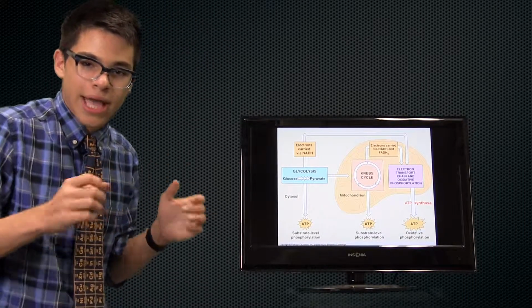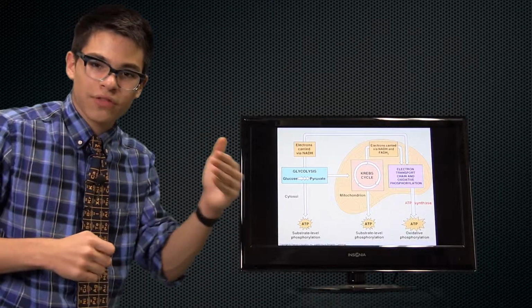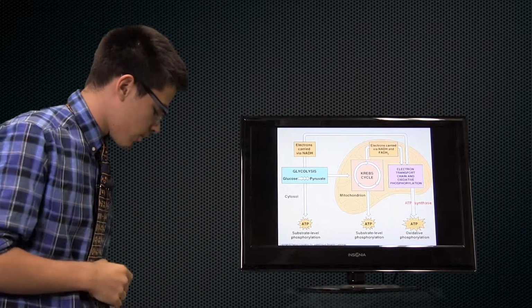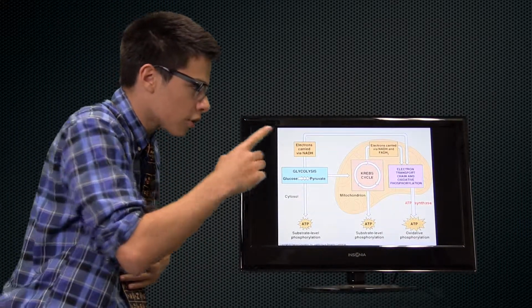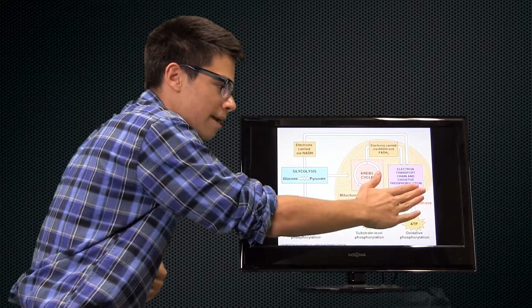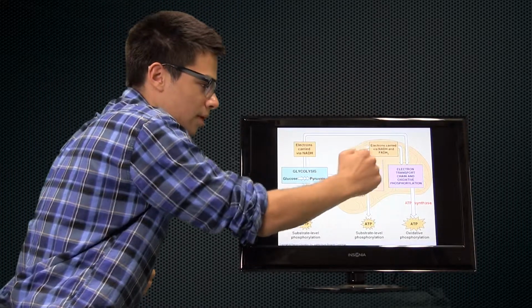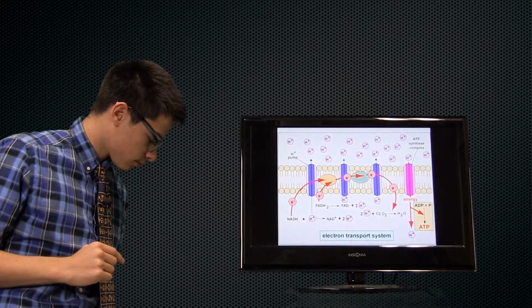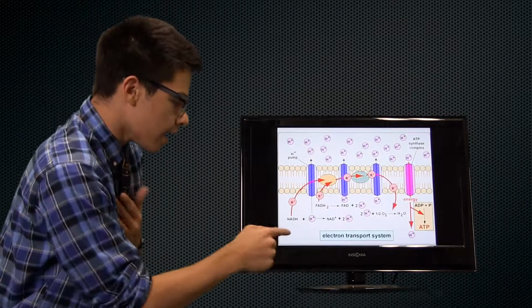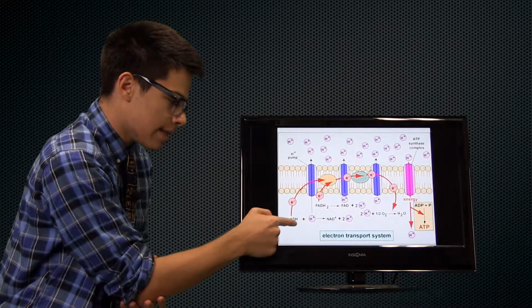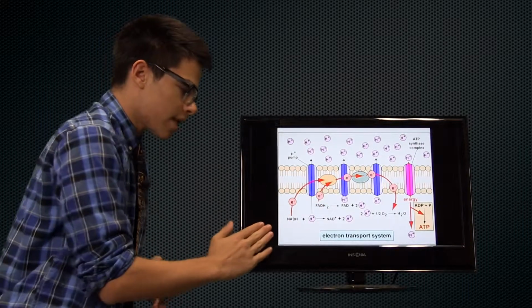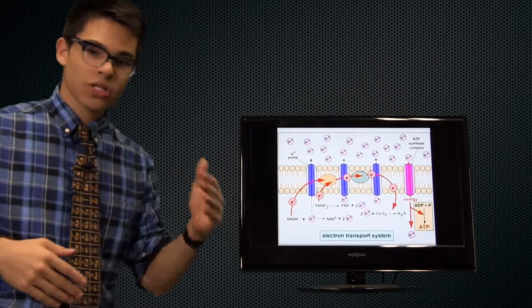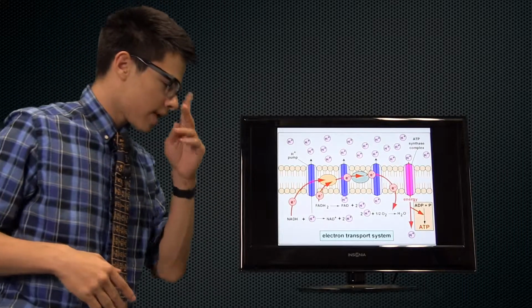Our taxis are high in energy. They're really ready to give off their electrons in the electron transport chain. Remember we said earlier that the electron transport chain happens in the membrane of the mitochondria, the membrane of the cristae here. So let's take a closer look at that. Here we have our electron carriers, NAD and FAD, and we're ready to give our electrons away. Our passengers have reached their destination. They're ready to leave the taxi.